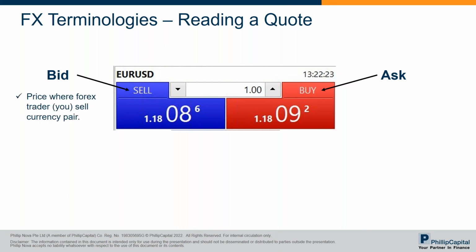Bid is the price that you as a forex trader actually sell the currency pair. Bid is the price where you sell the currency pair, and the ask is where you buy the currency pair.